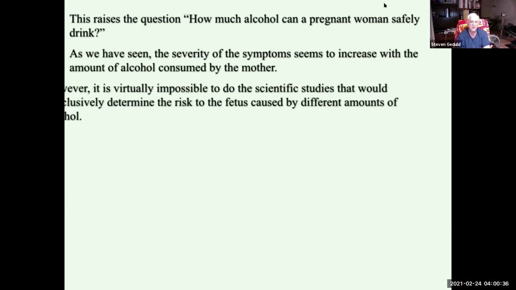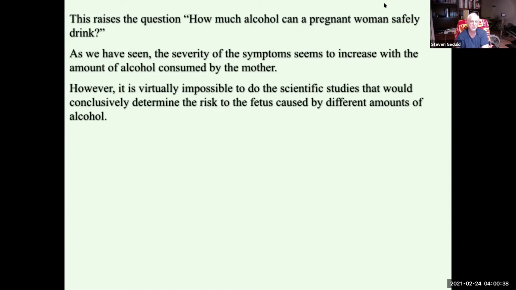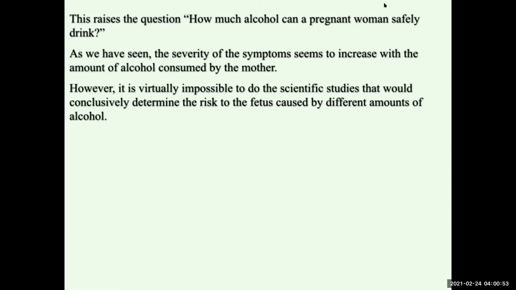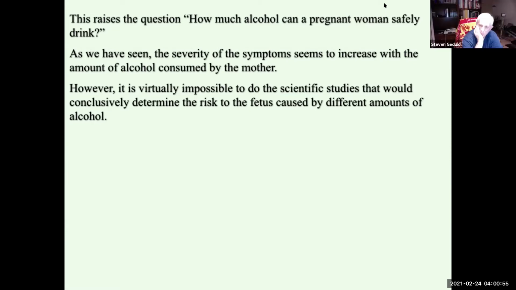As we have seen, the various symptoms seem to increase with the amount of alcohol consumed by the mother. However, it's impossible to do scientific studies that will conclusively determine the risk to the fetus caused by different amounts of alcohol. We can't take a pregnant woman, give her 1 drink, take another one, give her 2 drinks, give her 3, and then see how the baby comes out. You can't do that. That's not ethical. You can't do experiments like that on people. That's not done, or it shouldn't be done. So you don't know, because we're not going to do those experiments to find out.